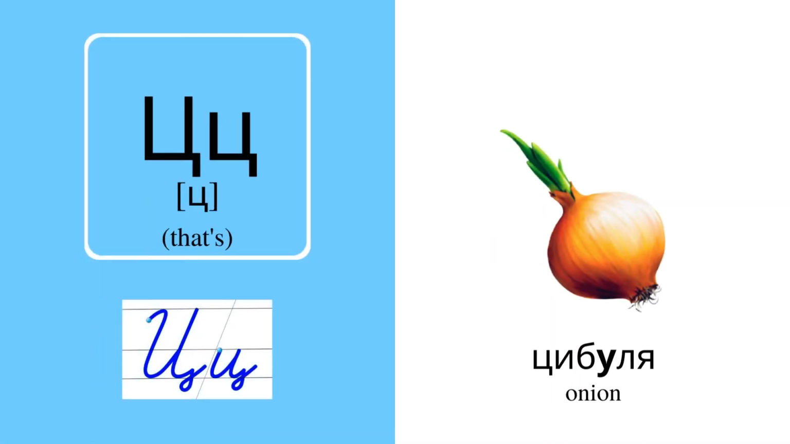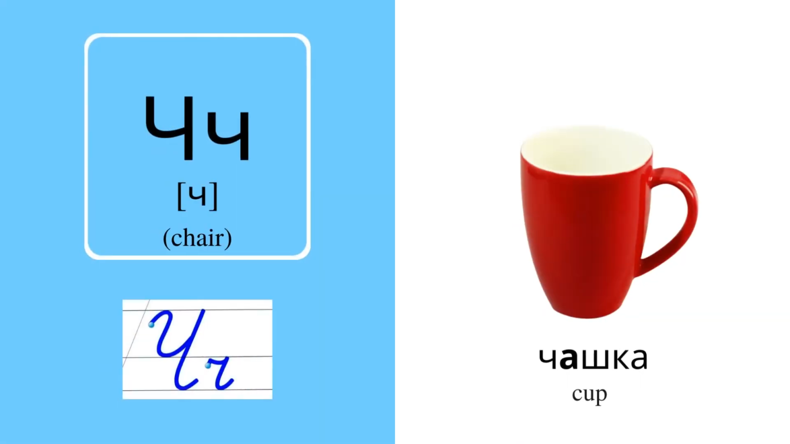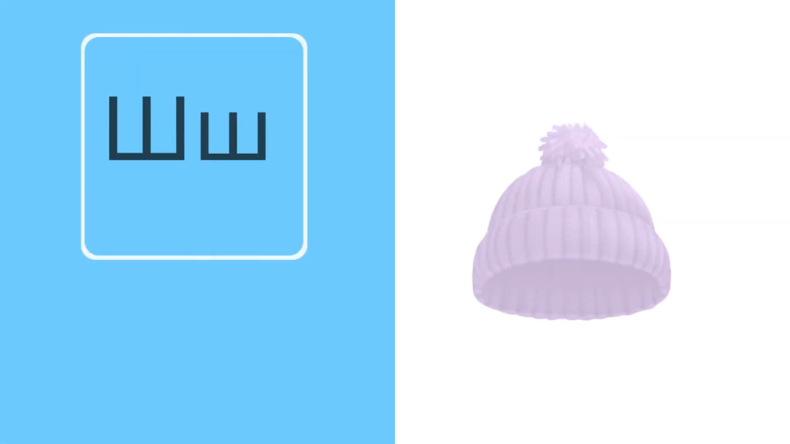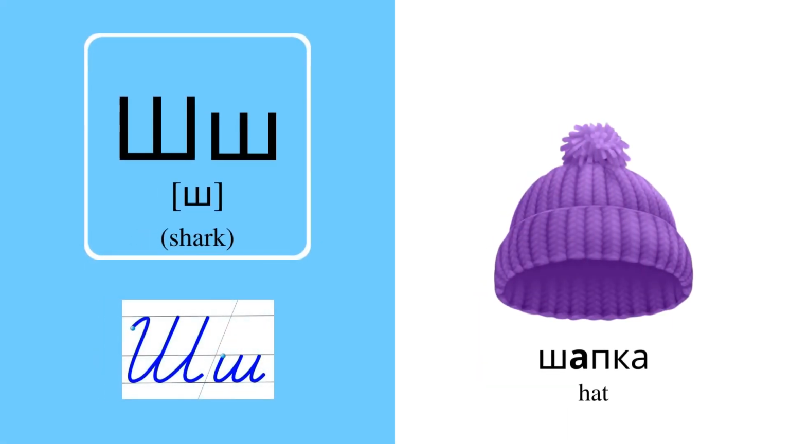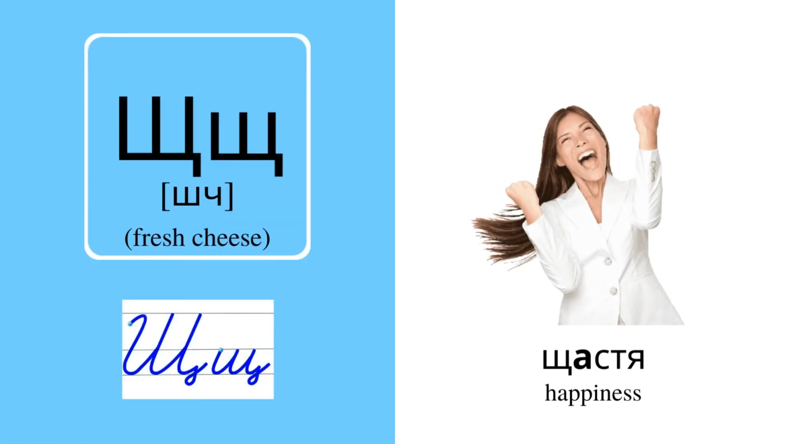Це denotes sound ц, like in that's. Цибуля. Че denotes sound ч, like in chair, чашка. Ша denotes sound ш, like in shark, шапка. Ща denotes sound щ, like in fresh cheese. Try to pronounce this combination quickly so you will hear this sound. Fresh cheese. Щастя.